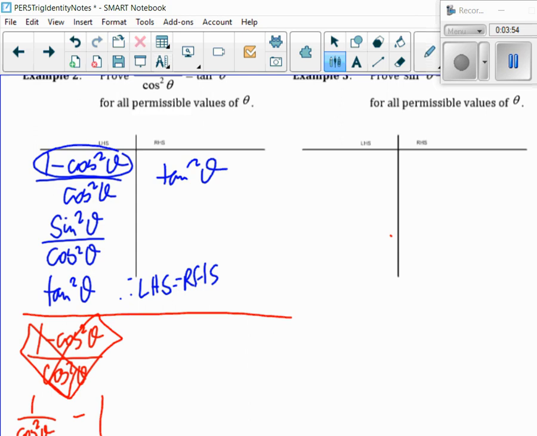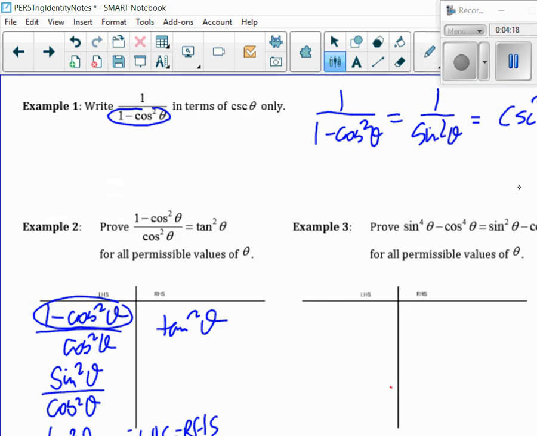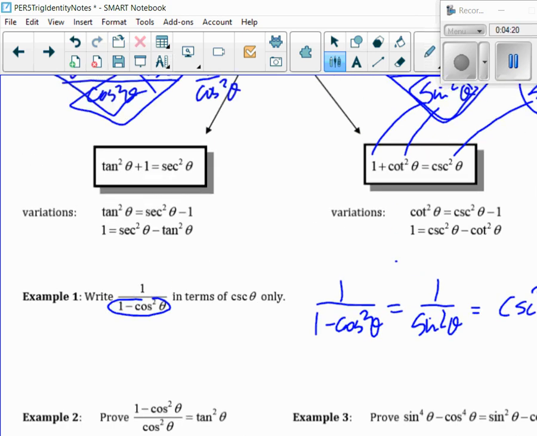Or actually, you know what? I'm not going to write it as minus 1. I'm going to show my steps. Cos squared theta over cos squared theta. And what is 1 over cos squared theta equal to? Yeah, secant squared theta minus 1. And what is that equal to? If you look on your formula sheet, that is equal to tan squared theta. So then I would have been done doing it that way, right? Right here.